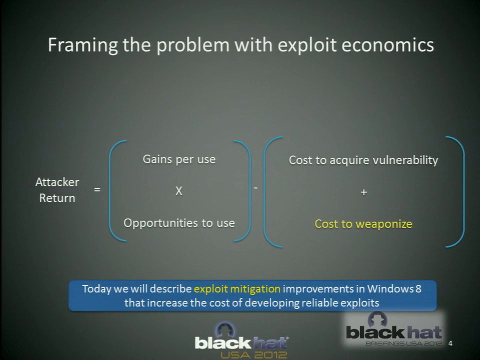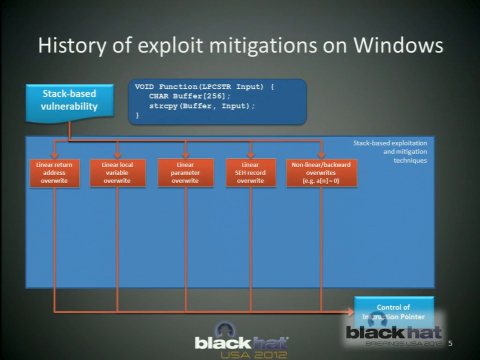For the scope of our presentation today, we're going to really focus specifically on what we've done in Windows 8 to improve our exploit mitigation technology, which is meant to increase the cost of developing a reliable exploit for a vulnerability. Now, before we can talk about what we've done in Windows 8, we need to spend a little bit of time describing the work that we've done in the past, because Windows 8 isn't the first version of Windows to include exploit mitigation technology. In fact, we've been doing this since Windows XP Service Pack 2.